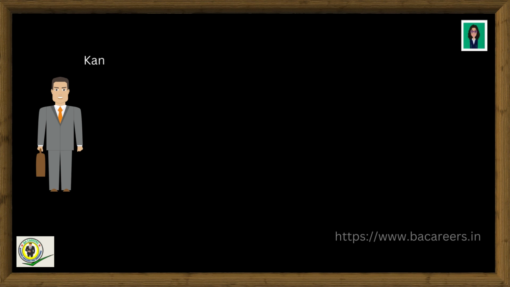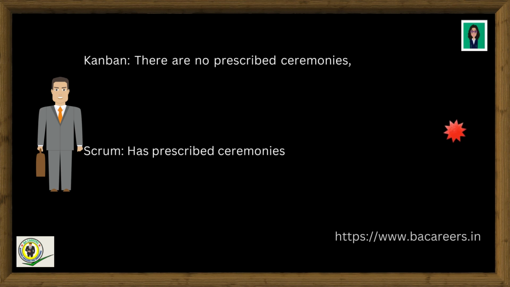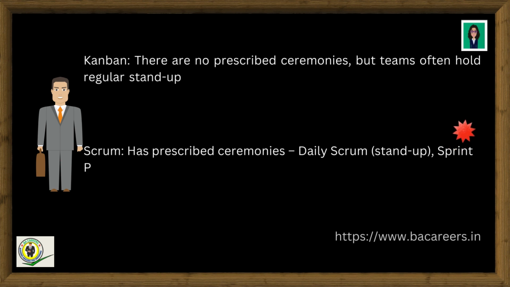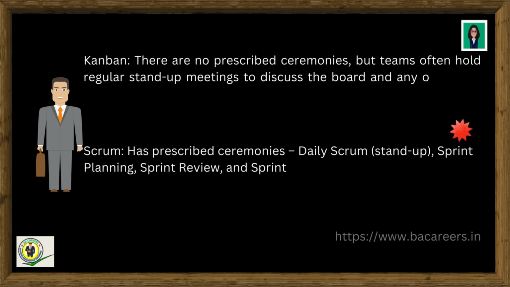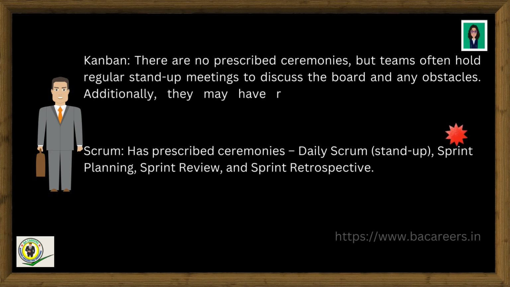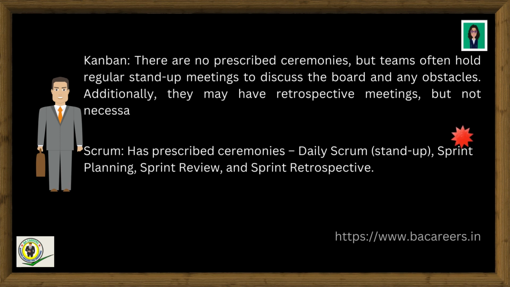5. Meetings and ceremonies. Kanban: there are no prescribed ceremonies, but teams often hold regular stand-up meetings to discuss the board and any obstacles. Additionally, they may have retrospective meetings, but not necessarily at fixed intervals. Scrum has prescribed ceremonies: daily Scrum, stand-up, sprint planning, sprint review, and sprint retrospective.